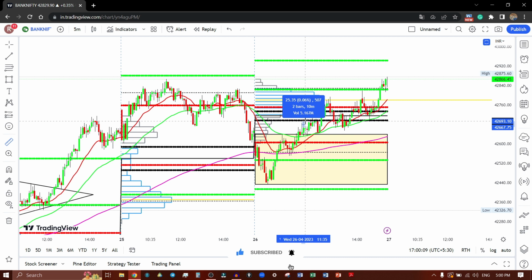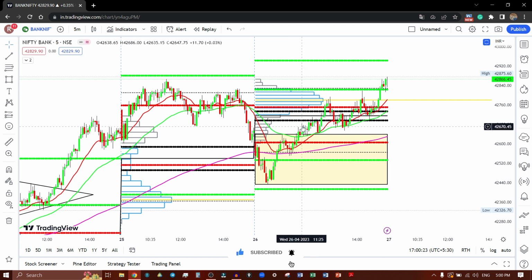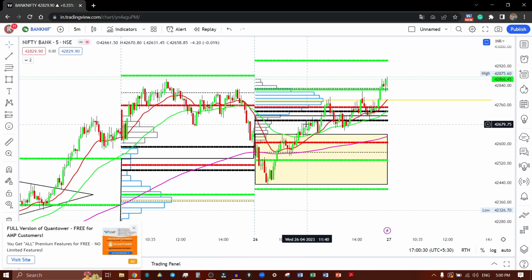So this is the thing you have to avoid. This is only 25 points. To capture this much, a very small profit, I would say kindly avoid this one. Do not go for the trading over there.